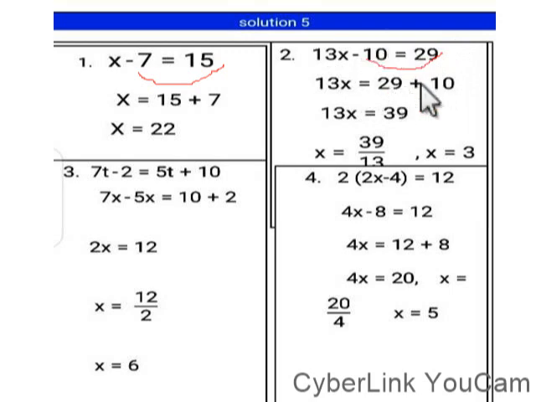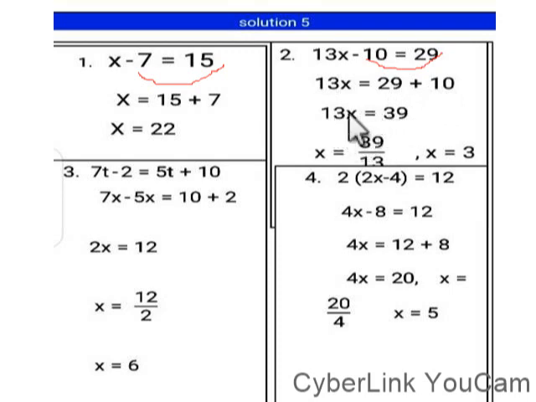Then minus 10 moving to the other side will become plus what? 10. Remember, mathematically we call it adding 10 to both sides. That will eliminate that 10 from x. So when we take it to the other side, it becomes plus 10. So here we have 13x is equal to 29 plus 10, which will give us 39. So what do we do next?